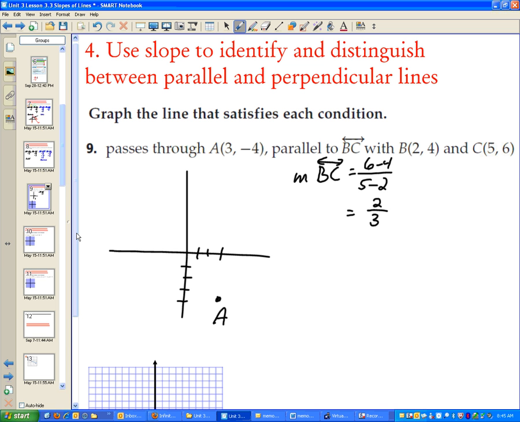So the slope is 2/3. So the run is 3. 1, 2, 3. And the rise is 2. 1, 2. And that's where another point on our line goes. So we're going through the point A like the directions tell us to. We have a slope of 2/3. That's the line they want us to graph. Seem reasonable?